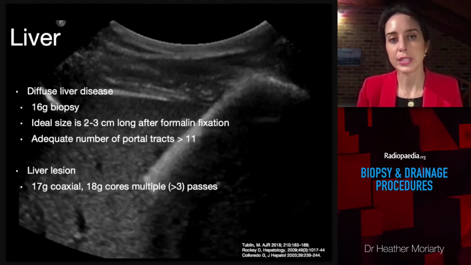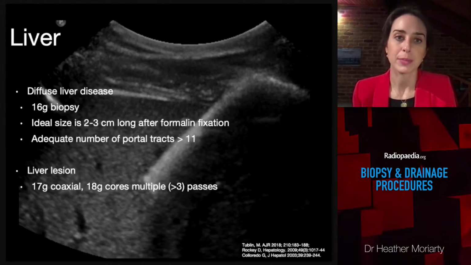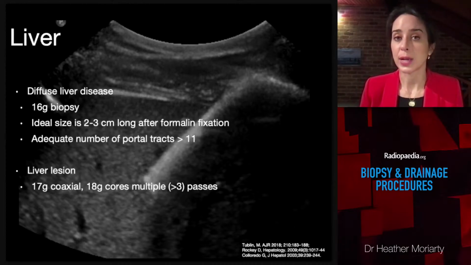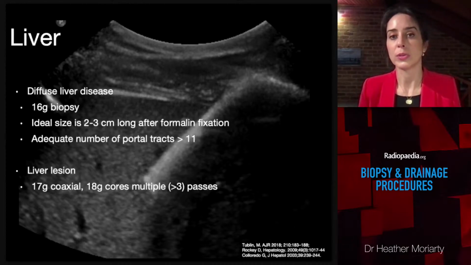So for diffuse liver disease, a non-targeted biopsy may be performed. Adequacy is really enough tissue to provide sufficient information for the clinical requirements, and that depends on the clinical scenario. As a guide, adequacy is generally considered to be more than 11 portal tracts. Generally, a 16-gauge biopsy is recommended, and the core should be about 2 to 3 centimetres in length.